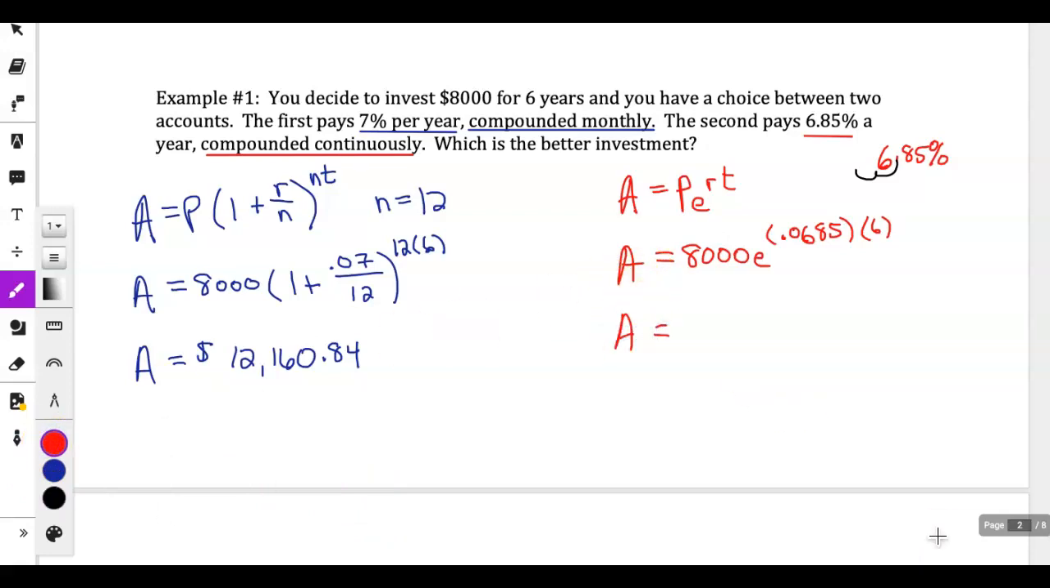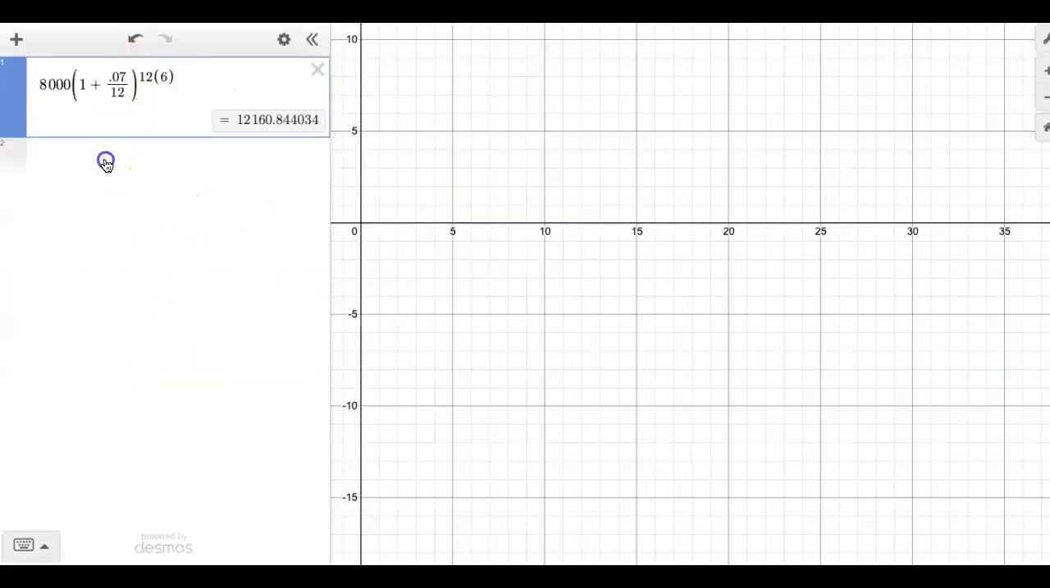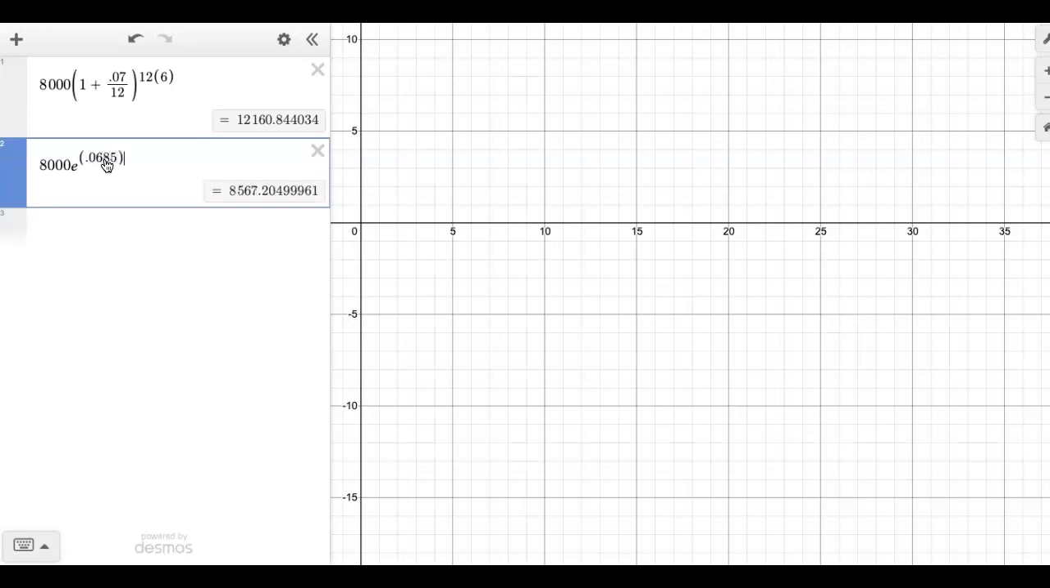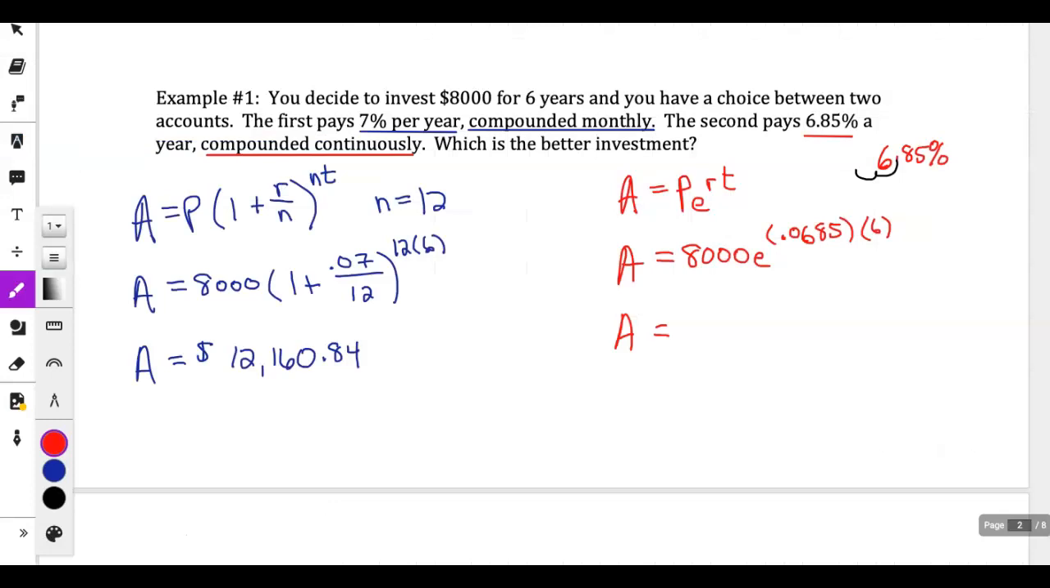Okay, so let's go to Desmos and type this in. On your calculator, you should literally see a button that says e, and that's what you're going to use. So this one would be 8,000 e. Literally, I pressed e on the keyboard for Desmos, to the, and then it's going to be 0.0685 times 6. And that's going to give us $12,066.60. So we left it in there the same amount of time. We compounded more when we compounded continuously, but the interest rate was lower, so that's why we ended up with less money. So this is $12,066.60. So there's the two different investments.